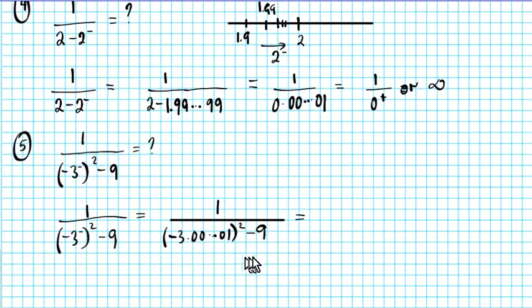If you do this in your calculator, what you will get is negative 3.00001 squared is going to be positive 9.00, an infinite number of zeros, 0, 1. So when you square a negative directional number, the sign and direction change. Something to keep in mind. Minus 9, this becomes 1 over 0 from the right, or infinity. Okay, so that's that.